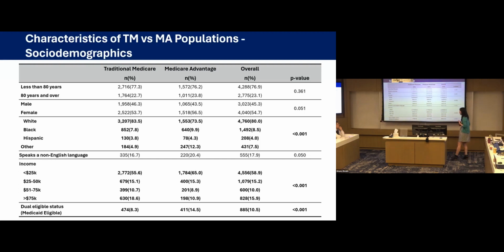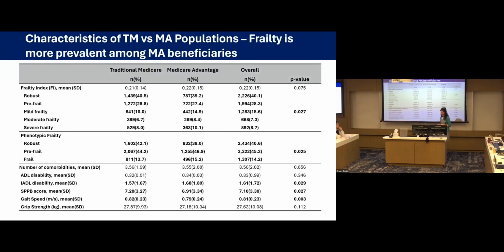In terms of income, this is actually either self-reported or imputed based on other socioeconomic considerations in NHATS. But generally speaking, again, you see the pattern that Medicare Advantage beneficiaries tend to be of lower income, and definitely, if you're looking at the bottom here, it's a little hard to see, but dual eligible status, Medicaid eligible, is 8.3% in traditional Medicare and 14.5% in Medicare Advantage. So again, this validates what we know from prior literature, that the Medicare Advantage population tends to be of lower socioeconomic status and a higher proportion of racial and ethnic minorities.